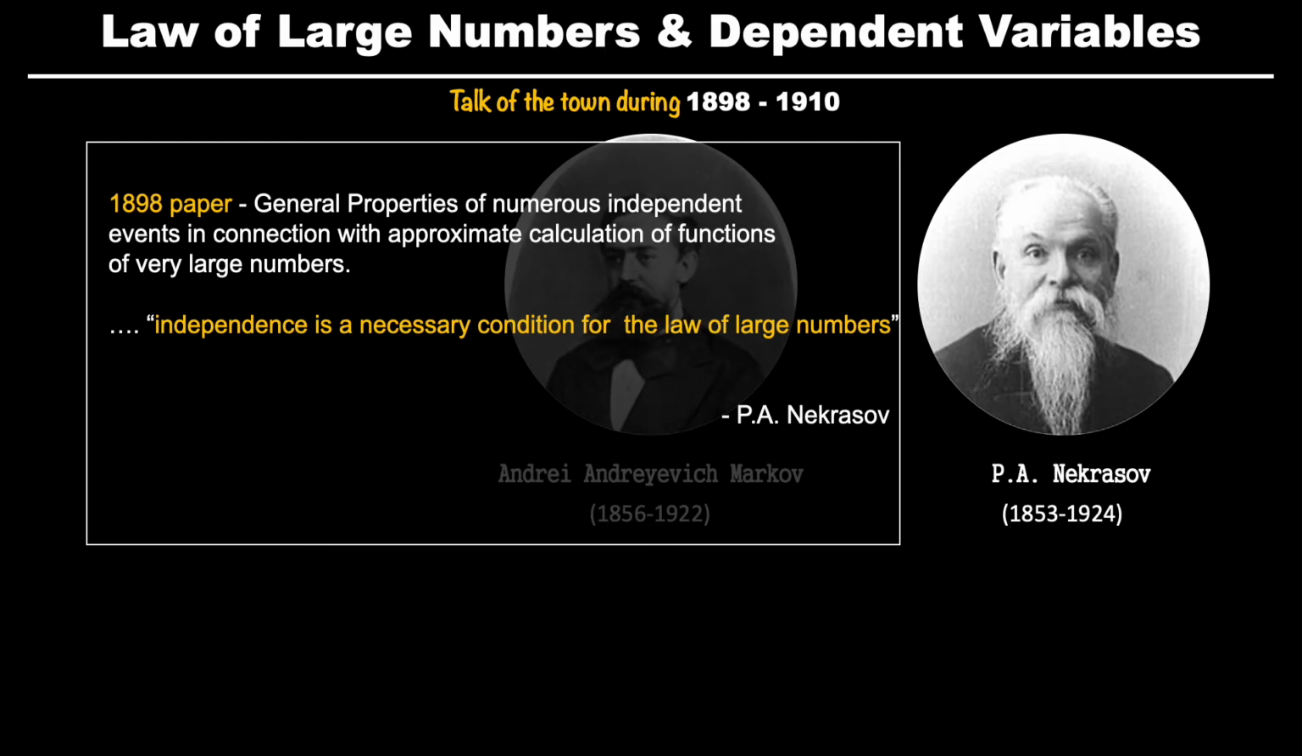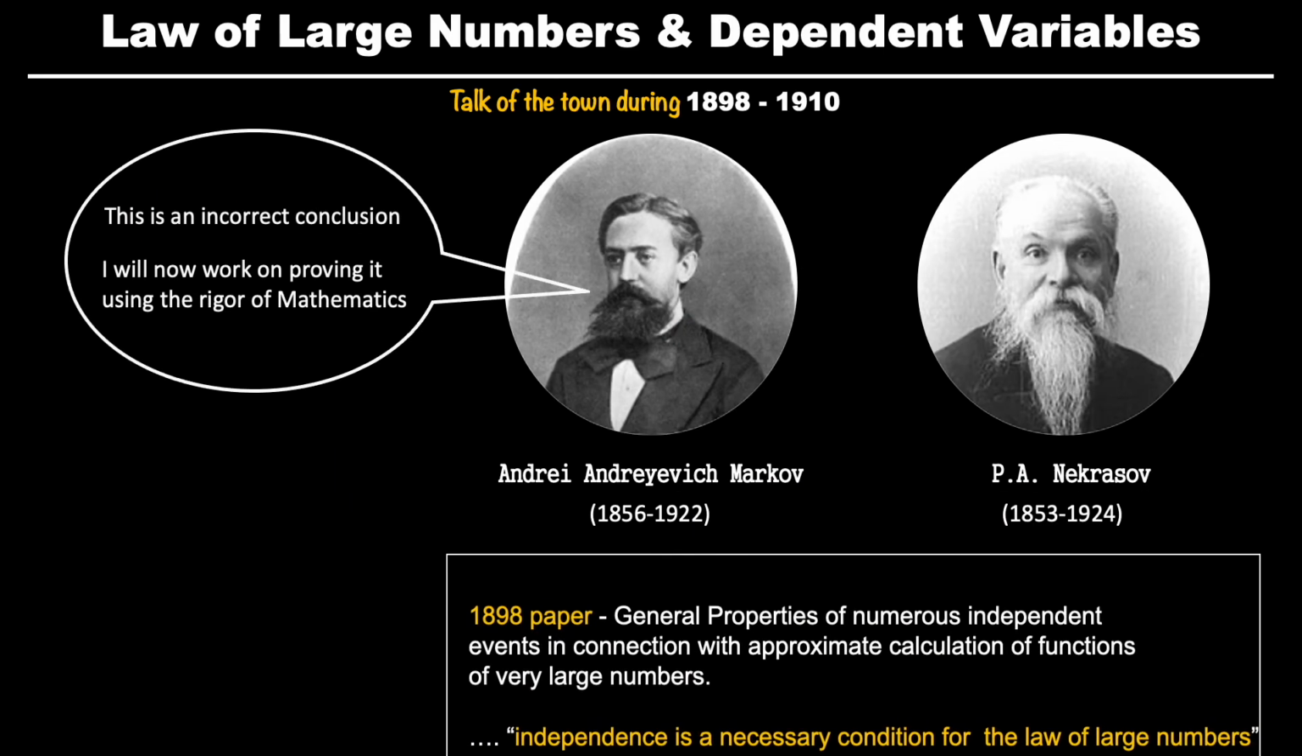You see, he published a paper in 1898 in which he claimed that independence is a necessary condition for the law of large numbers. And this made Markov furious. He saw that the work of Nekrasov was severely flawed, and he took upon himself to provide a proof of applicability of the law of large numbers to variables that have dependence. He did so in a sequence of papers published between 1898 and 1906, and there is clear proof that his greatest work came into existence because of his hatred towards Nekrasov, as he talks about it in one of his letters to his friend.